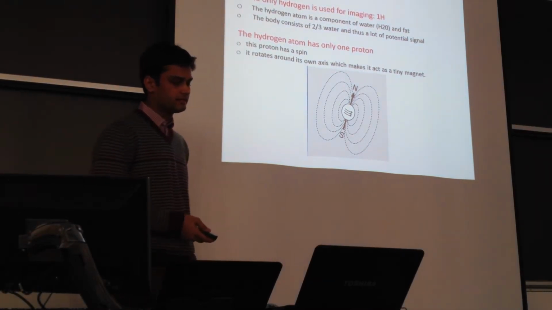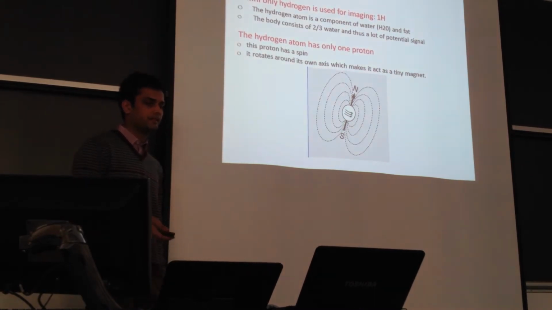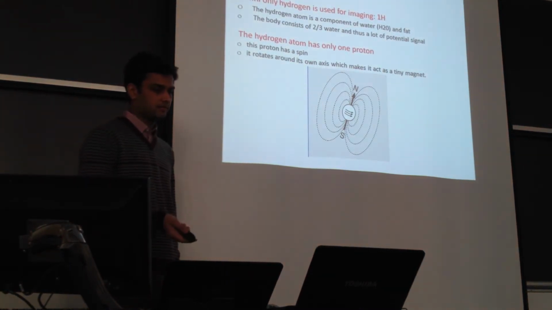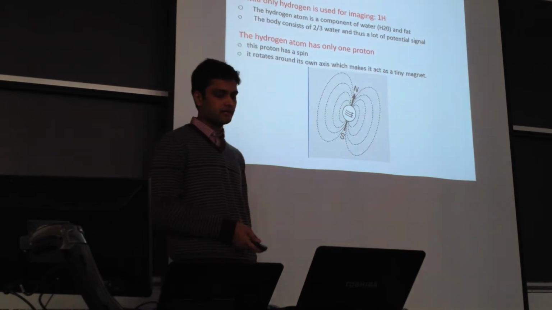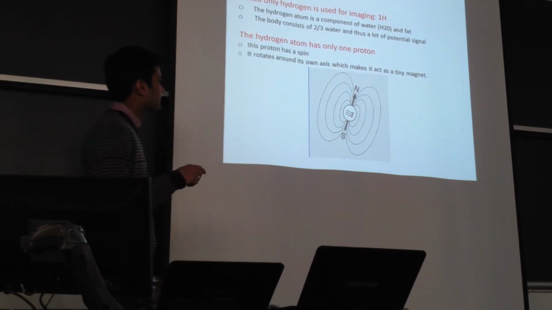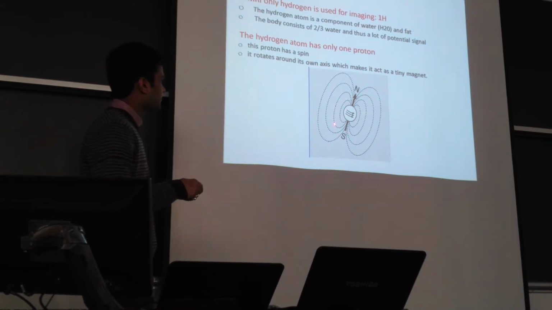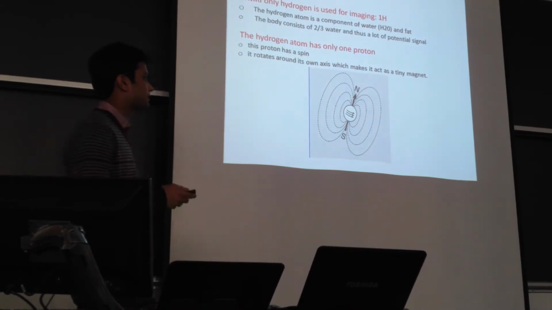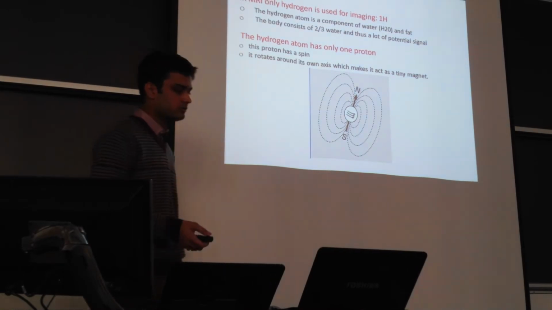And the hydrogen atom satisfies all the requirements that we need. Its proton has a spin, it rotates around its own axis, which makes it act like a tiny magnet. As you can see here, it spins on its own axis and it acts like a magnet. It has a magnetic field of its own.